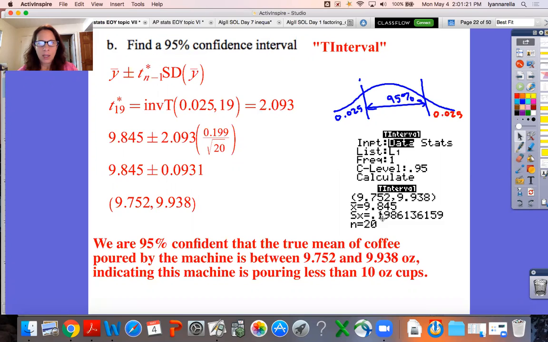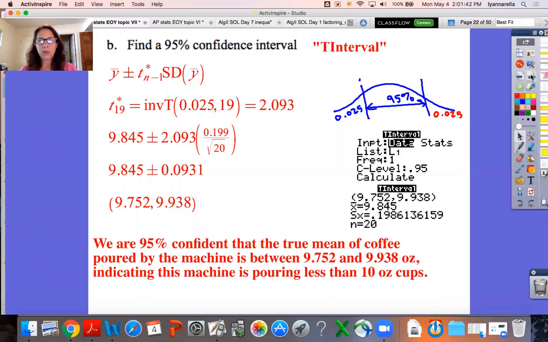And then if your numbers come out to be 9.75 and 9.9, you can see that 10 ounces is not in this interval. Both these numbers are below 10, the high and the low number. So we could say we're 95% confident that the true mean of coffee poured by this machine is between these two numbers, indicating that it is pouring us less than 10 ounces per cup.